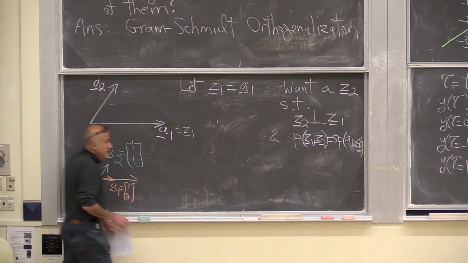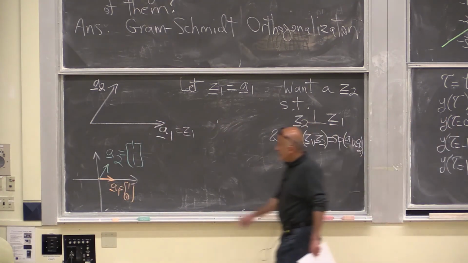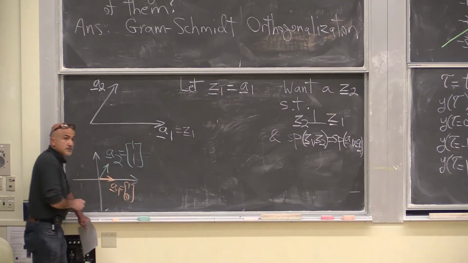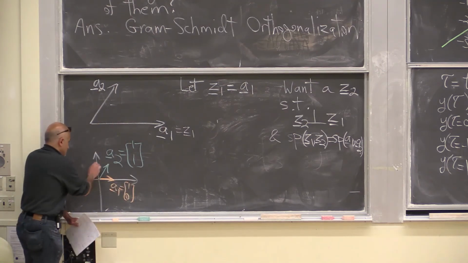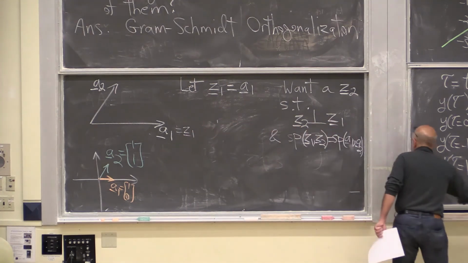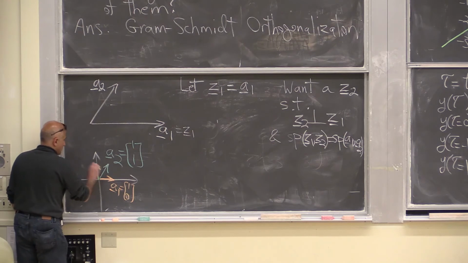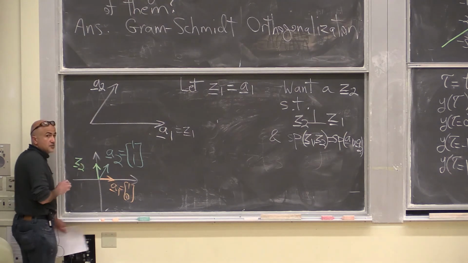And what I'm after is an orthogonal vector to a1. What's a good choice? (0, 1). Oh, wrong color. So this would be a good choice for z2.